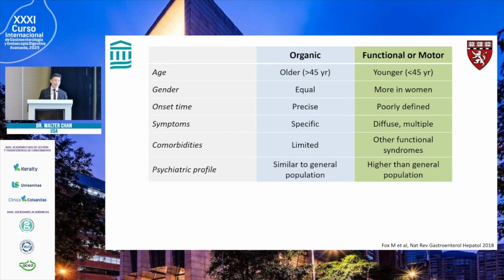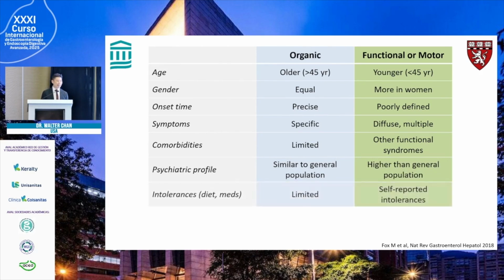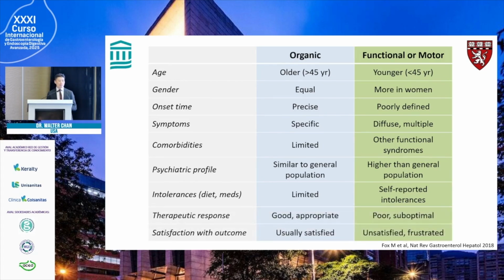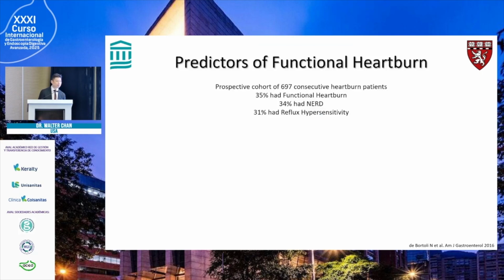We talked about psychiatric profile. Patients with functional disorders are more likely to have psychiatric comorbidities. And they're also more likely to report intolerances to specific diets. A lot of times you tell them, well, if you avoid this food, what happened to your symptoms? They will tell you that, oh, I've tried all of them. I can't tolerate all these foods, and they might actually be losing weight because they're avoiding a lot of food because of their symptoms. Usually functional disorder patients have a more poor and suboptimal therapeutic response, and they're more often unsatisfied with the treatment response.